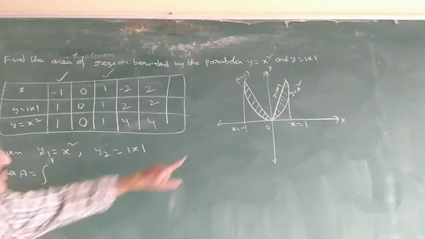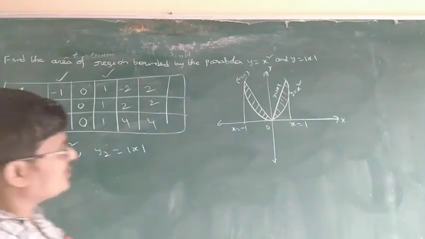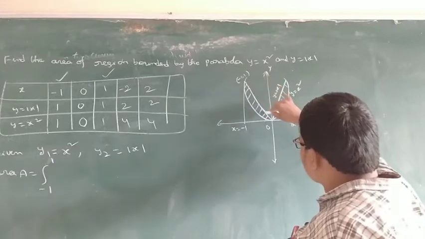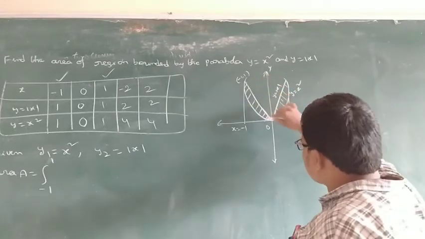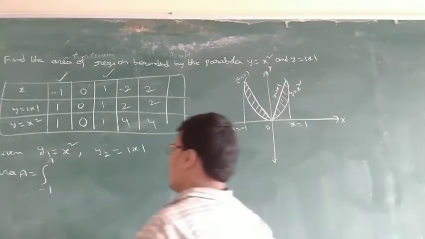This is minus 1 to 1. What is the upper curve in the diagram? In the diagram, this is the mod x curve, and this is the parabola curve. What is the upper curve? Mod x is the upper curve.